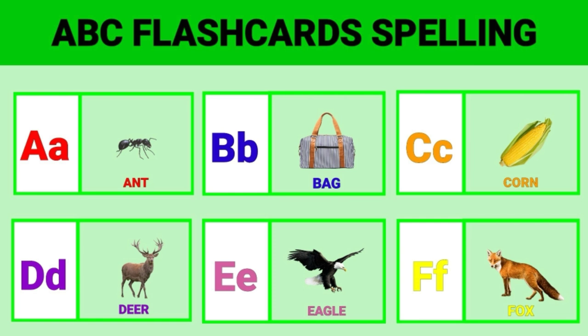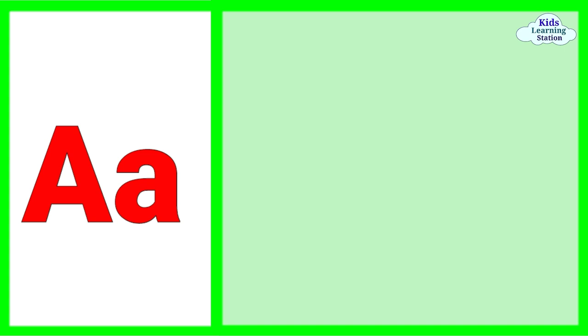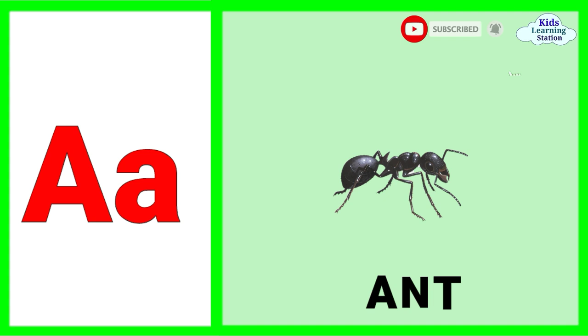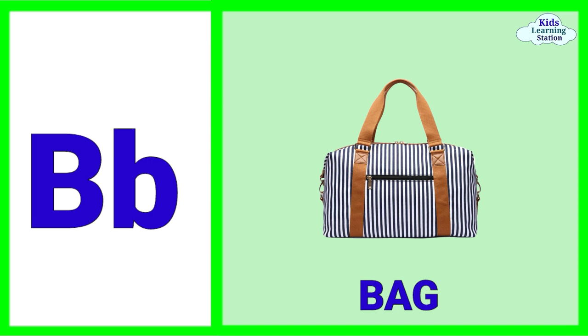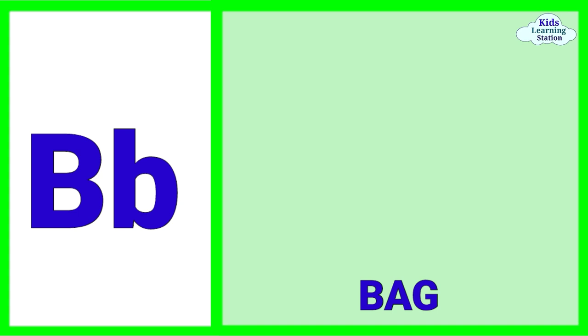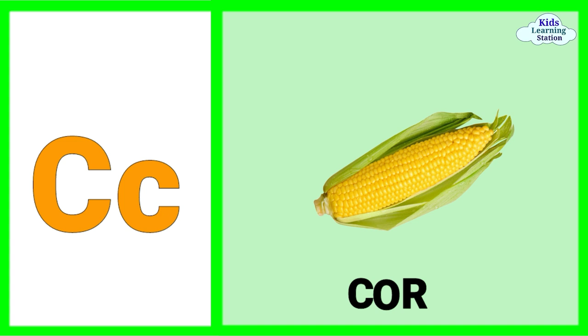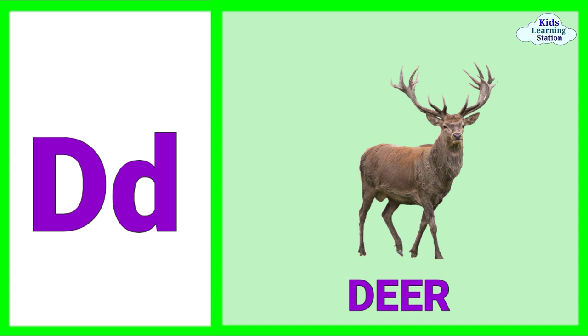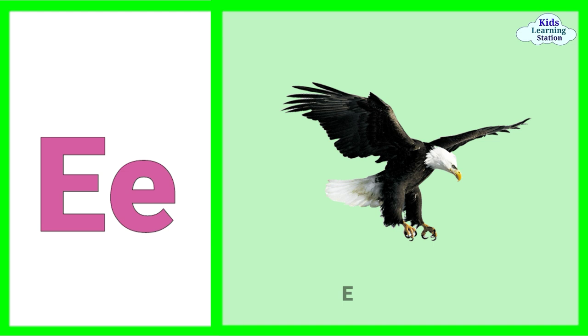ABC flashcard spelling. A is for ant. A-N-T. Ant. B is for bag. B-A-G. Bag. C is for corn. C-O-R-N. Corn. D is for deer. D-E-E-R. Deer. E is for eagle. E-A-G-L-E. Eagle.